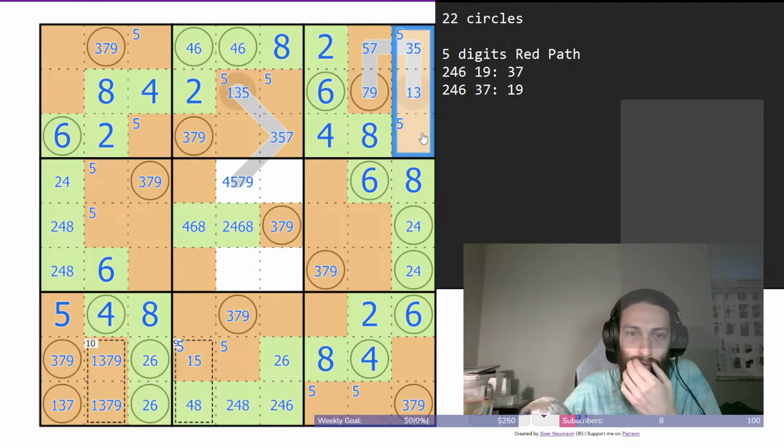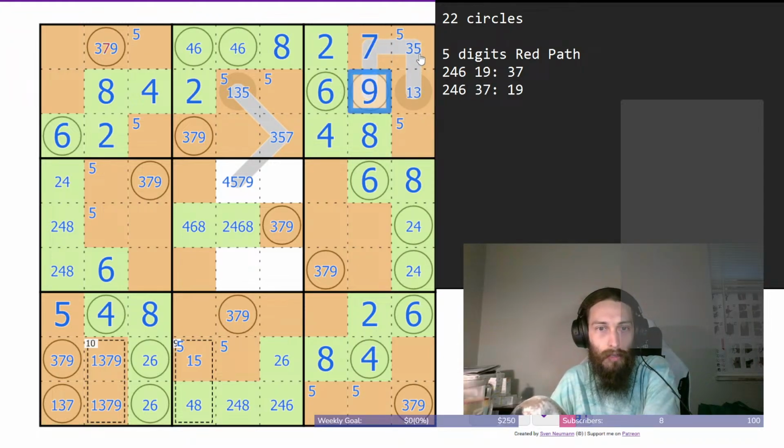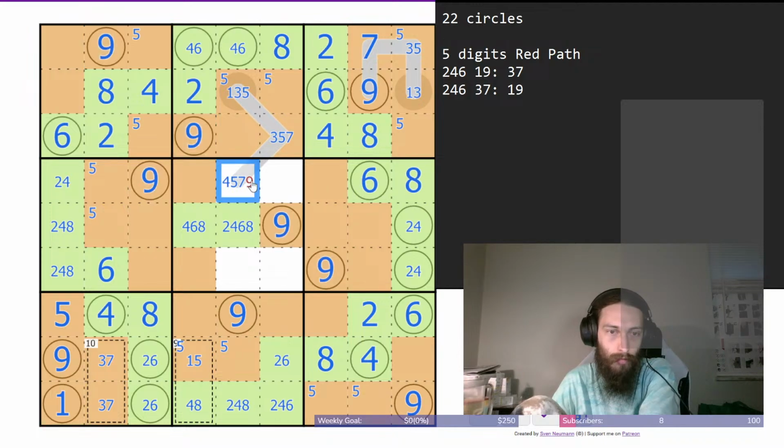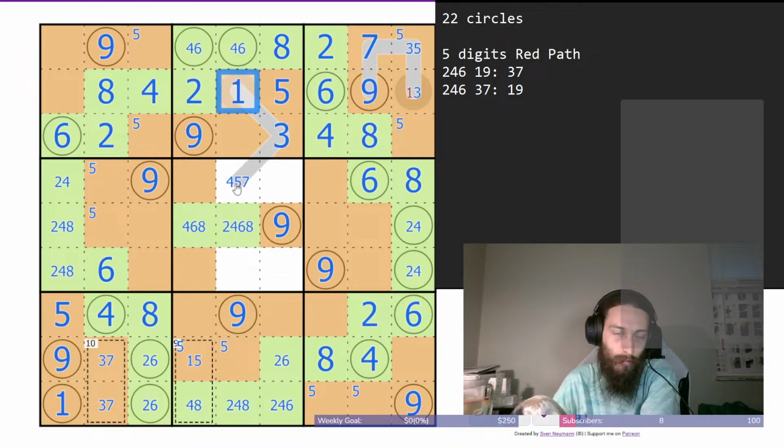Oh, but 5 had to be one of these 2. Right. Which means it can't be on the elbow. That's 7, that's 9. Means that's 9 and 1. 9, 9. For all 9s. This can't be a 5, because that can't be a 7 now. That's a 5, that's a 3, that's a 1.